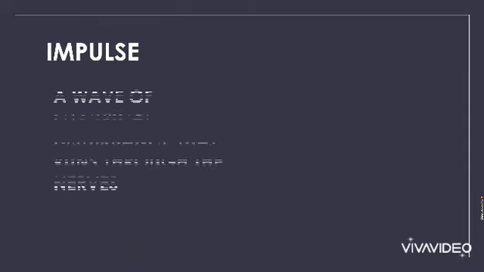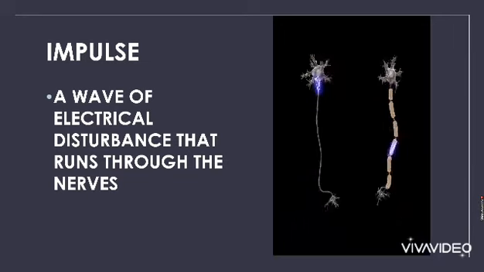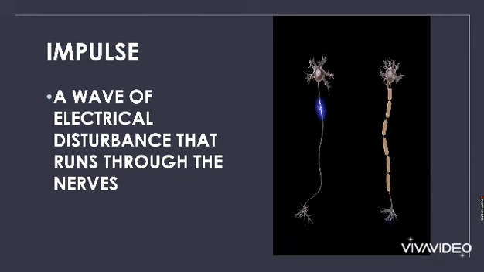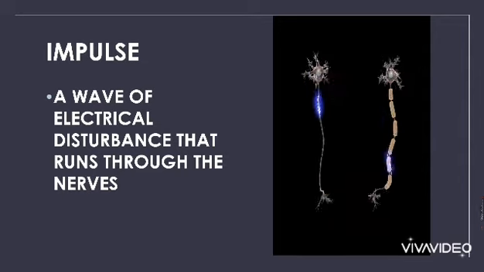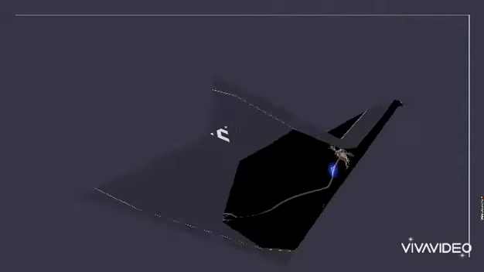The third basic is the impulse. An impulse is a wave of electrical disturbance which runs through the nerves. Here there is a picture of a neuron where you can see a lightning-type light flowing through it. That is the impulse.